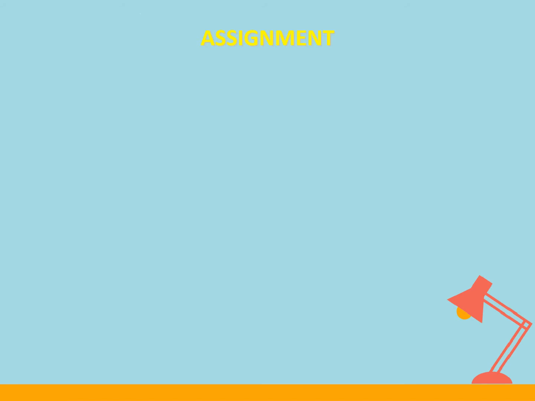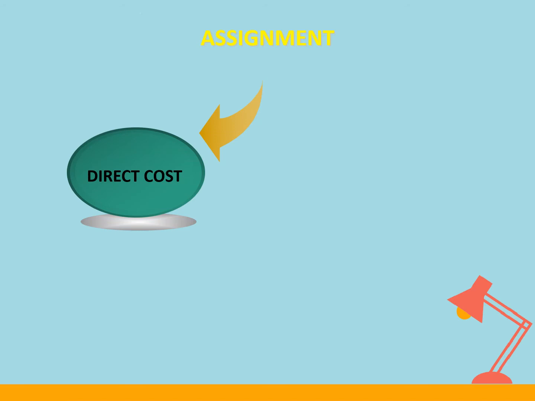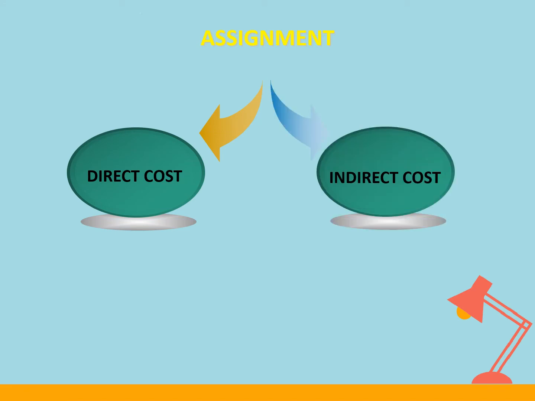Under assignment, costs can be divided into 2: direct costs and indirect costs. We will look at the explanation later.